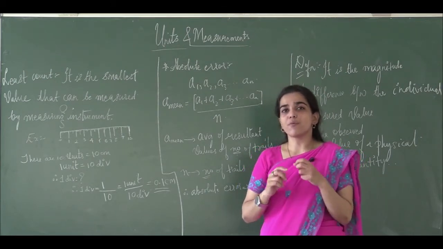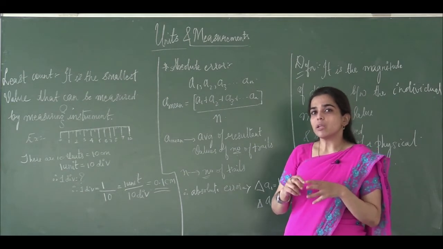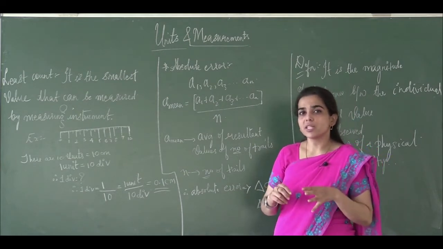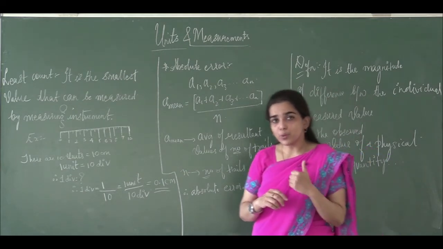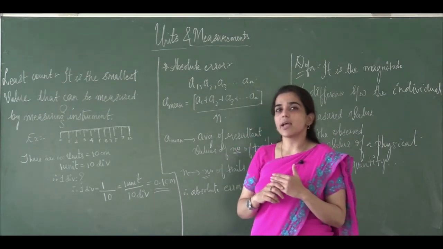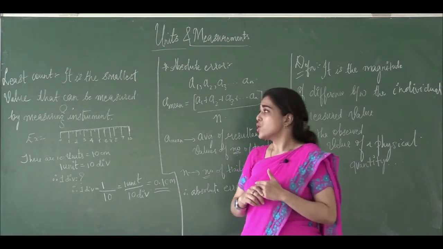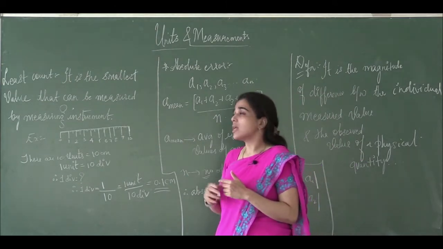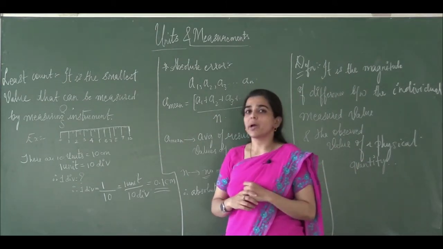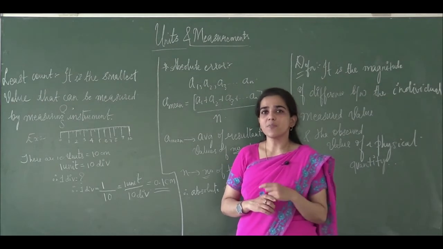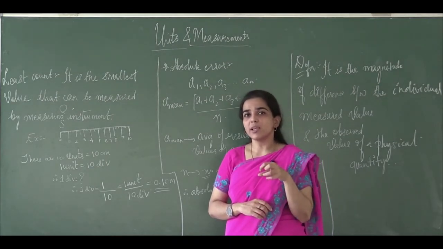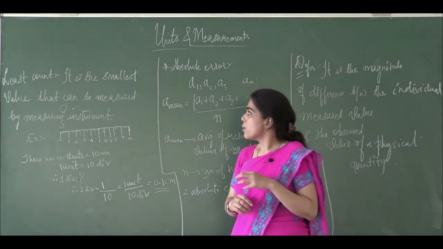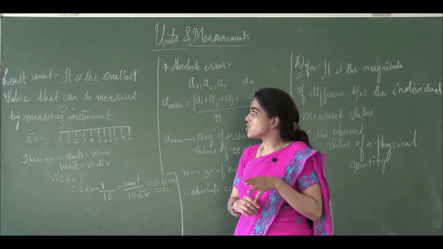So here also we will be looking forward to another few types of errors, but before going to those errors, let us understand what is least count. So least count is defined to be the smallest value that can be measured by a measuring instrument. So it is the smallest value which can be measured using a measuring instrument.